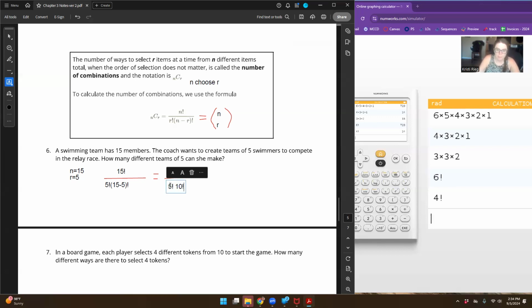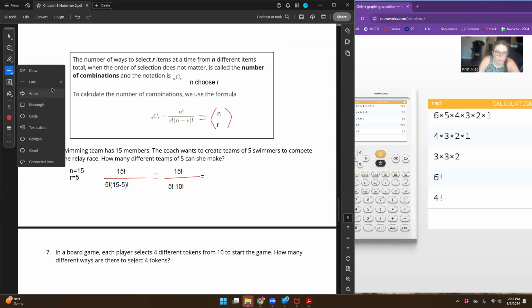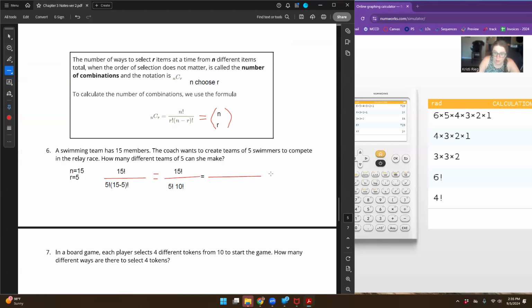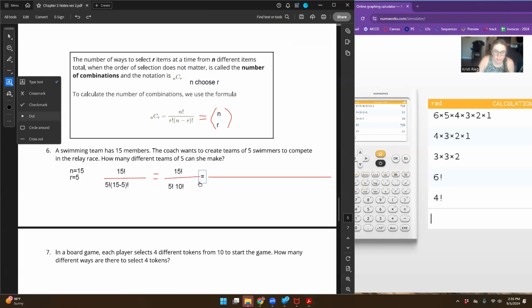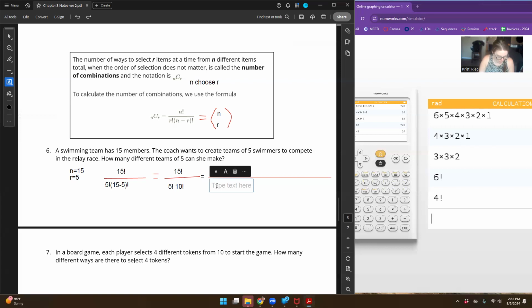Okay, what does that mean? Oh, this is going to be ugly, but we're going to be able to reduce a bunch of stuff. Now, you can abbreviate this a little bit. I'm going to abbreviate it too. On the bottom, I have 5 factorial, which is 5 times 4 times 3 times 2 times 1.